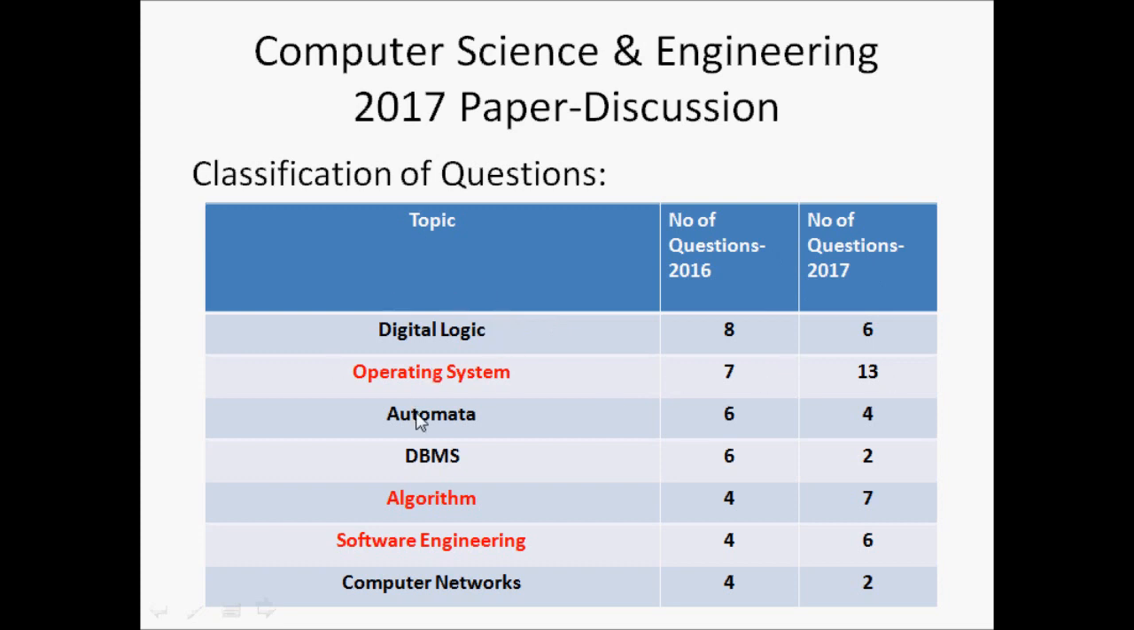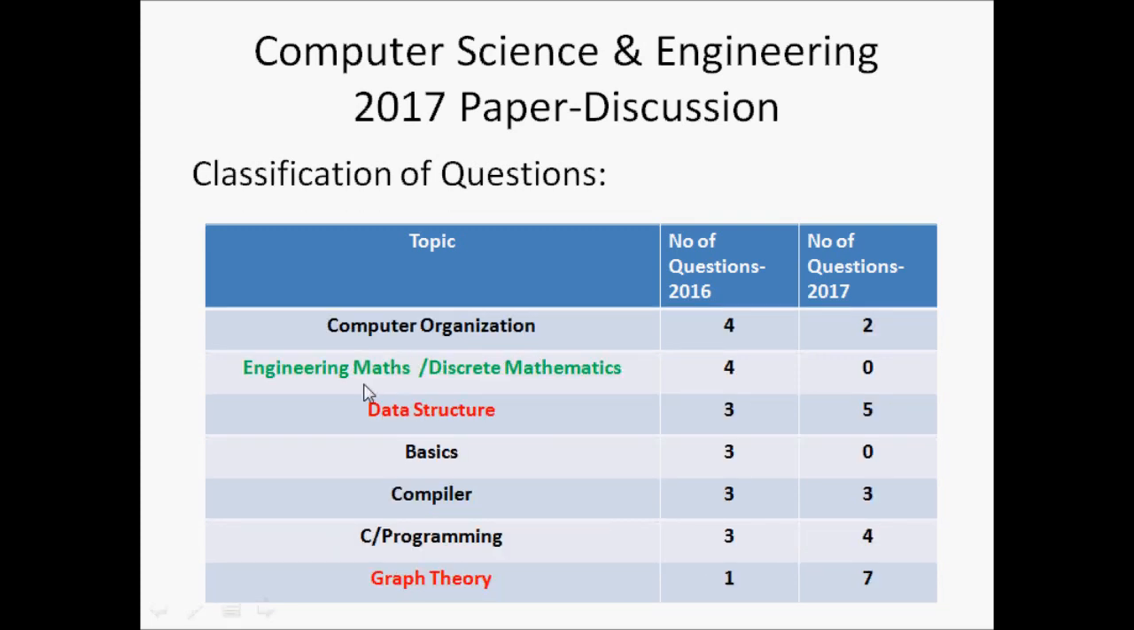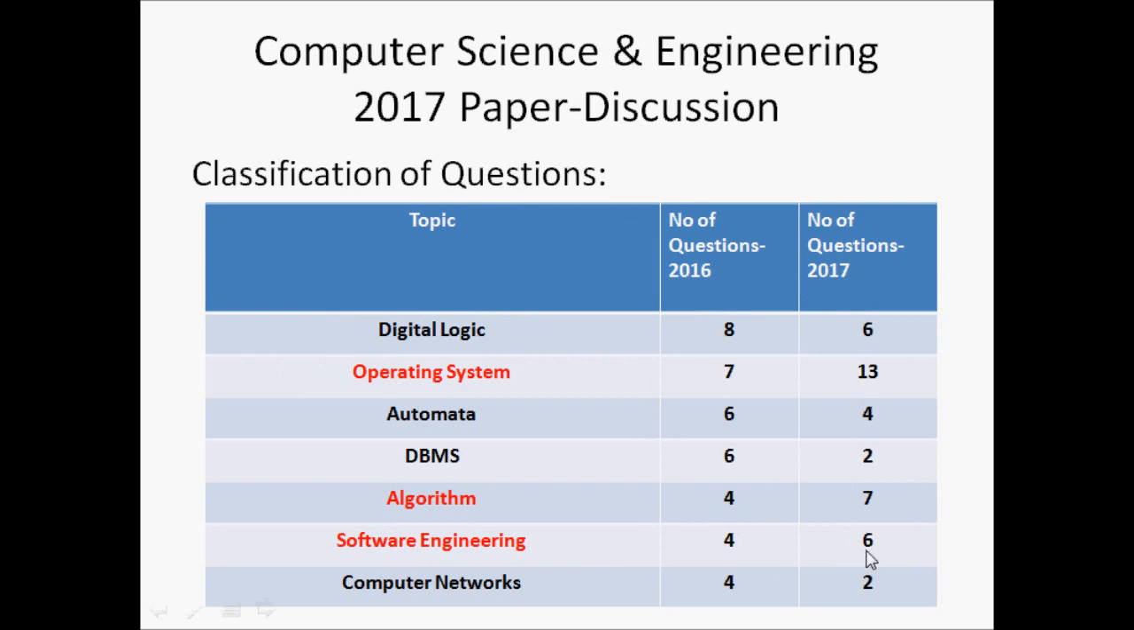I have compared them, and the red ones are those with a major improvement in the number of questions asked. Operating system jumped from 17 to 13, algorithm from 4 to 17, software engineering 4 to 6, and engineering maths was removed completely. Data structure 3 to 5, and graph theory had one question in 2016 but 7 in 2017. So if you take care of graph theory 7, data structure 5, software engineering 6, algorithm 7, and operating system 30, you get 38 questions from these 5 subjects itself.